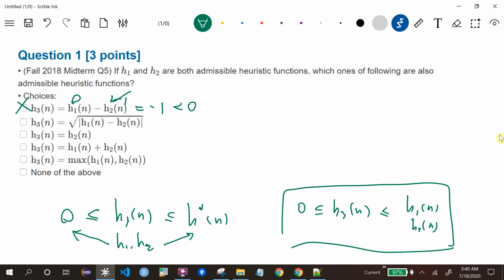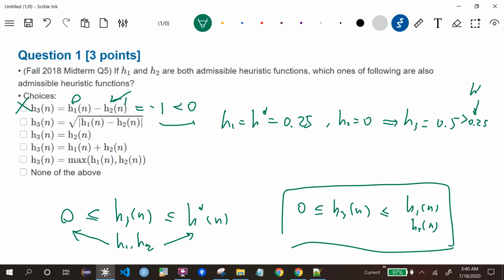And the second one is a bit tricky, and the counterexample is, say, H1, suppose it's equal to H star and is equal to 0.25, and H2 is 0. So H2 is still admissible. Then it implies H3 is 0.5. Square root of 0.25 is 0.5, and this is actually larger than 0.25, which is our H star, and this violates this condition here. So not the second one as well.